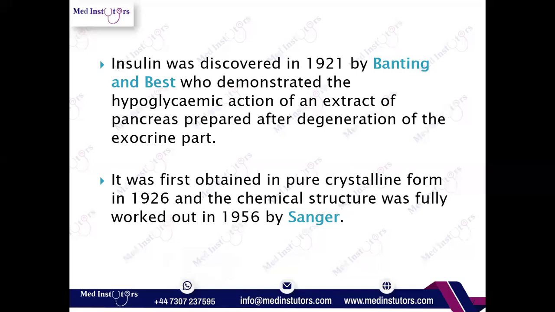In 1921, it was discovered by Banting and Best, who demonstrated the hypoglycemic action of an extract of pancreas prepared after degeneration of the exocrine part. You all know that the pancreas is an organ with an exocrine part and some endocrine activity, mainly towards its tail end. And this endocrine activity is mainly by producing insulin, glucagon, etc. Insulin was first obtained in pure crystalline form in 1926, and the chemical structure was fully worked out in 1956 by Frederick Sanger.